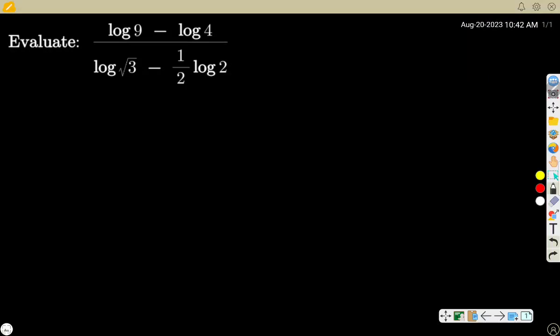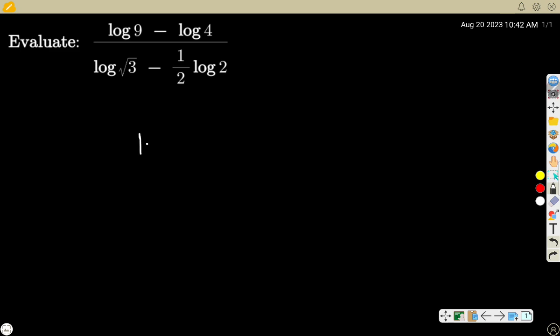So here we have log 9 minus log 4 divided by log root 3 minus half log 2. So remember the laws of logarithm.